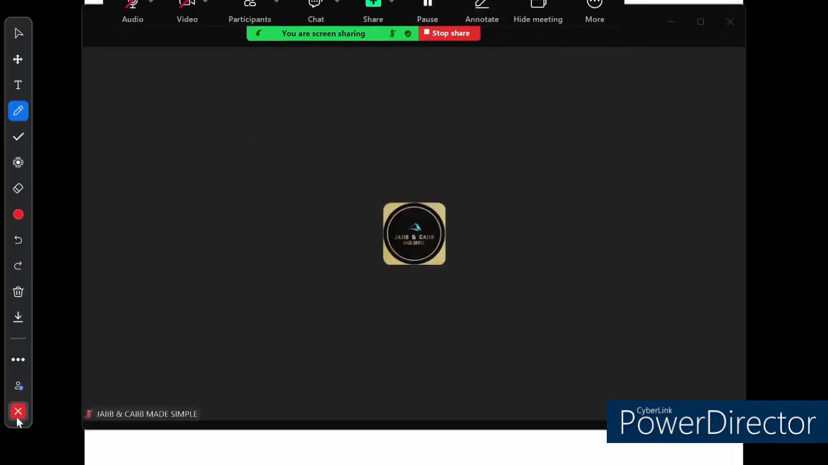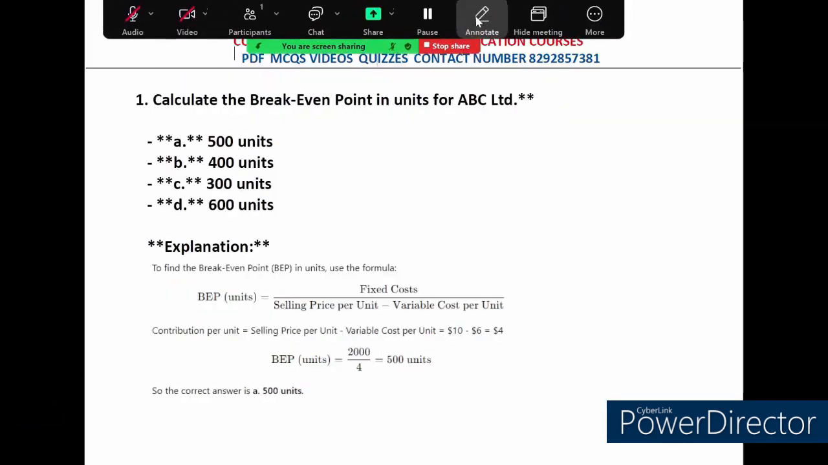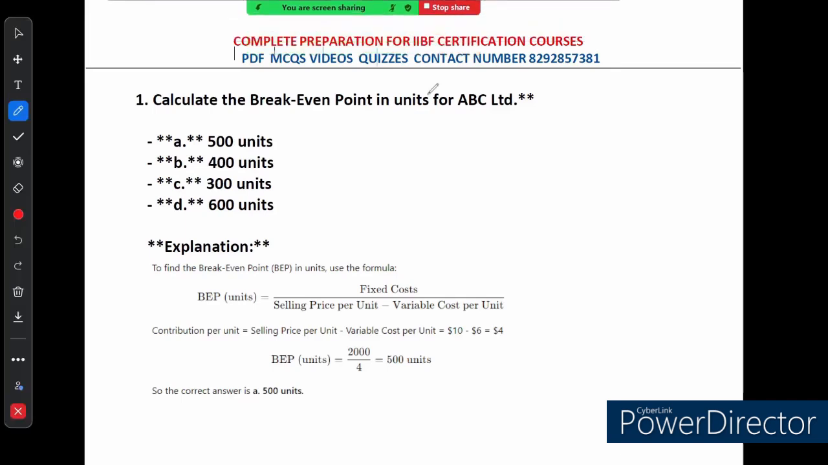And what is break-even point? You know what this break-even point is? This break-even point means: how many units does ABC Limited need to sell to break even?